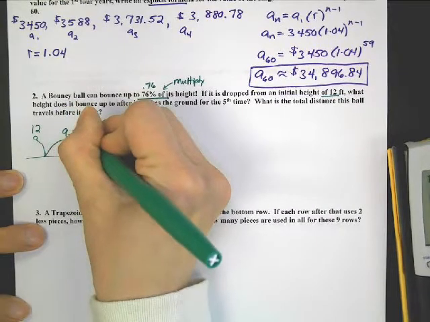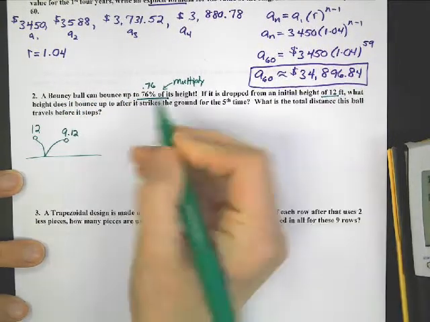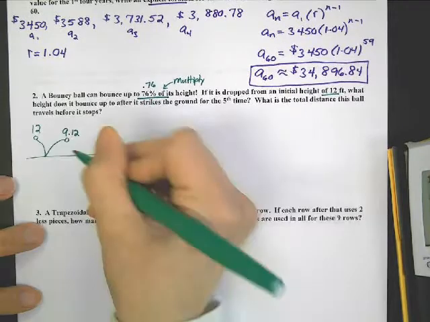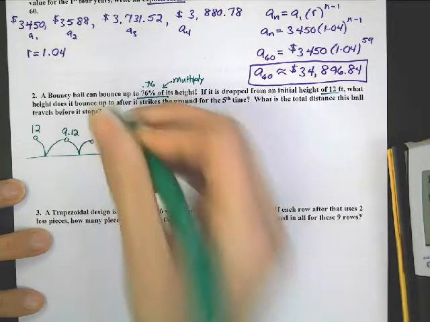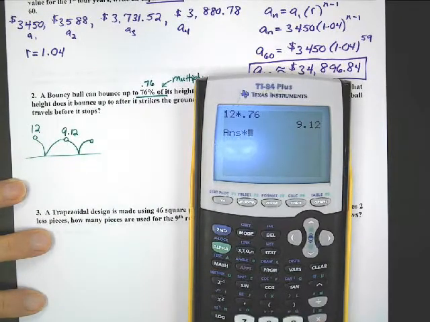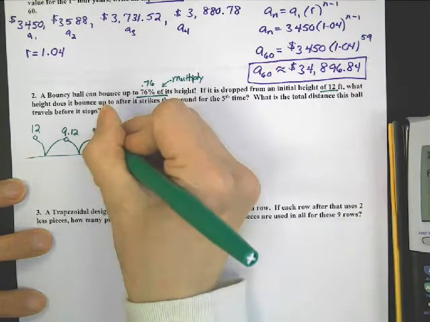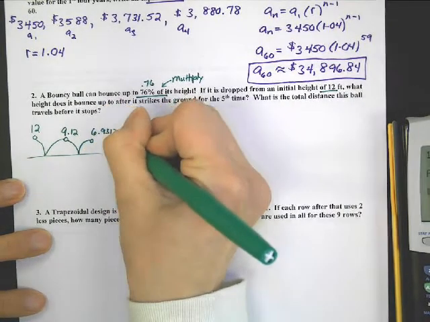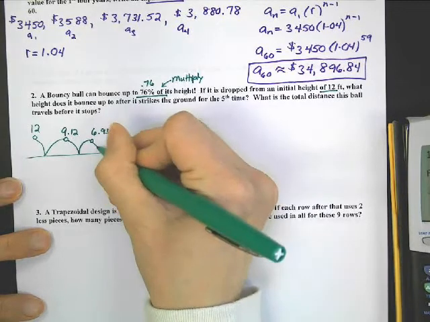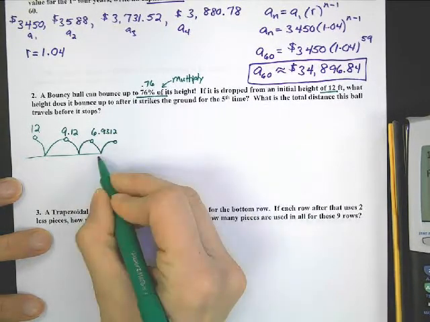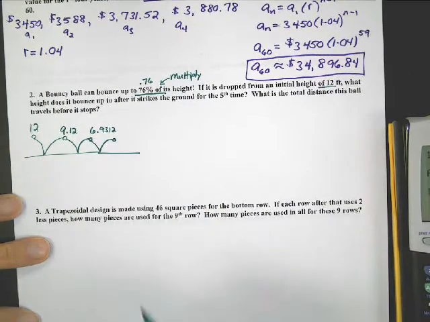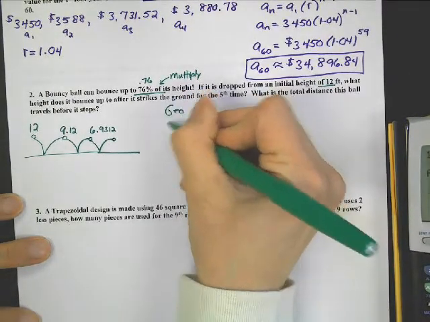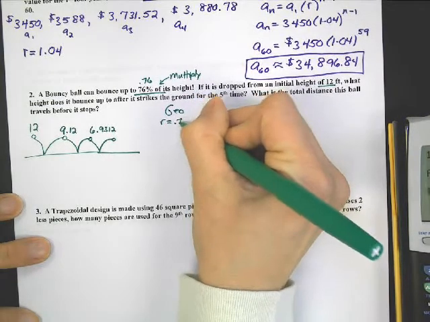Does that make sense, that the bouncy ball is not going to come up as high? It's only bouncing up to about 3/4 of its height. And then it bounces again, and now it's up to 9.12 times 0.76, which is 6.9312 of its height. Then it's going to bounce and come lower. So I kind of get the idea here. It's definitely geometric, and the R is 0.76.